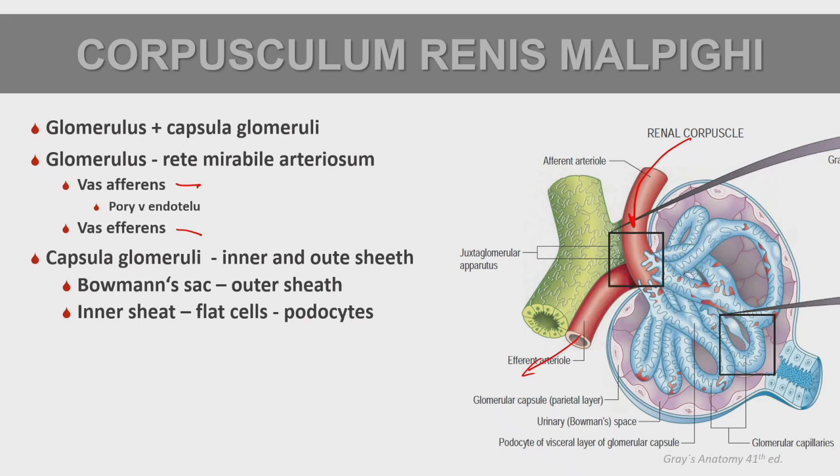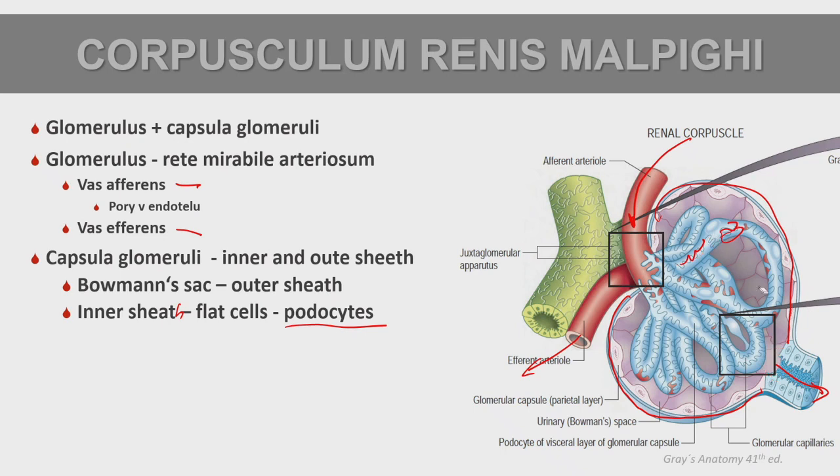In the glomerulus inside, we have cells which are covering the vessel, and those are podocytes. They are flat cells which are on the inner sheath of a capsula. The outer sheath of the capsula is called Bowman capsula. And in Bowman capsula is an opening which then is opened to the proximal tubule.